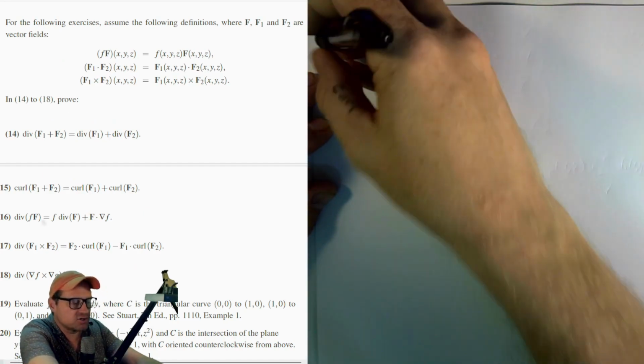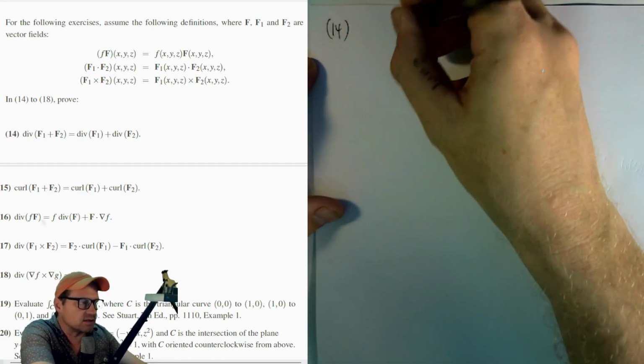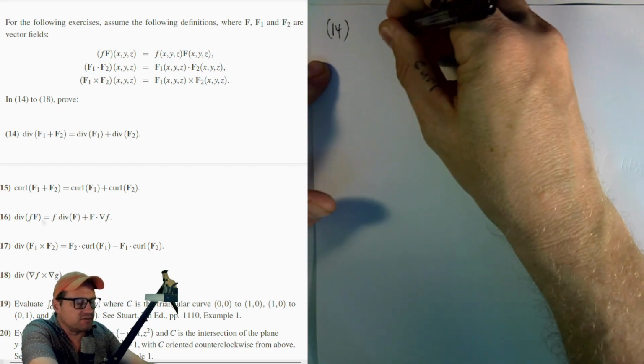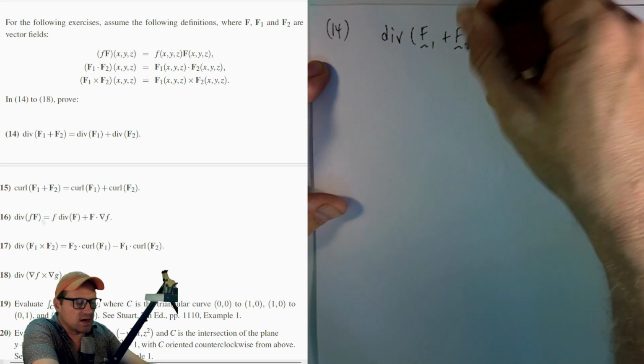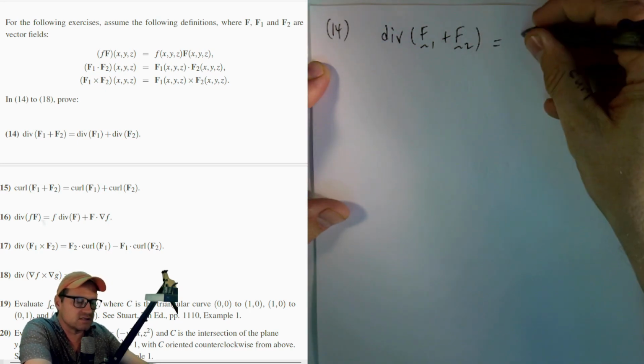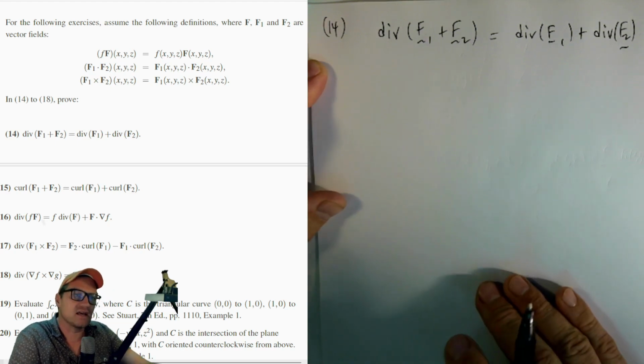Okay, so in questions 14 through 18, we're asked to verify some identities. So let's begin with 14. So div of vector field F1 plus vector field F2, we're asked to verify that this is the sum of the divs. Okay, so let's begin with, say, the left-hand side.